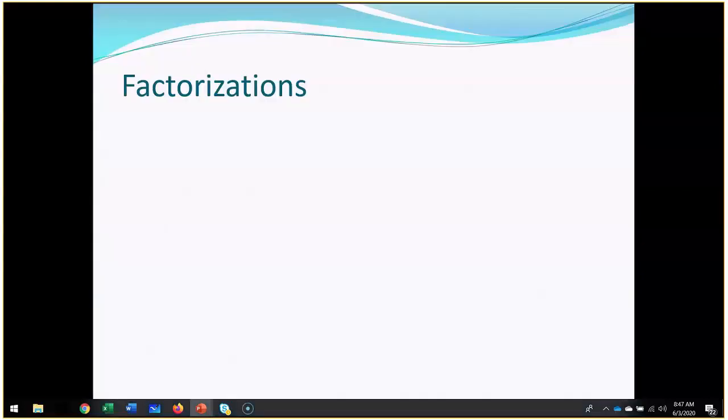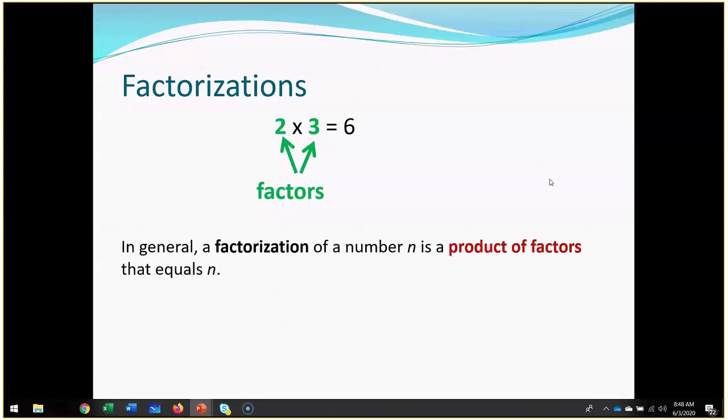So factors, let's go back and talk about what factors are. Factors are numbers that are being multiplied in a question. We talked about this last week. The answer, in this case the 6, is called the product. What you're going to be asked to do now in this section is not to take two factors, multiply them together, and find a product. You're going to be working it backwards. You're going to be given a product and asked to come up with all of its factors. That's called factorization.